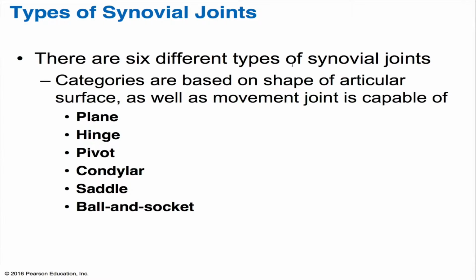Now, in a pivotal joint, what we see here is that the rounded end of one bone conforms to a sleeve or ring composed of either a bone or possibly a ligament of another. The only movement that is allowed is uniaxial rotation of one bone around its long axis.